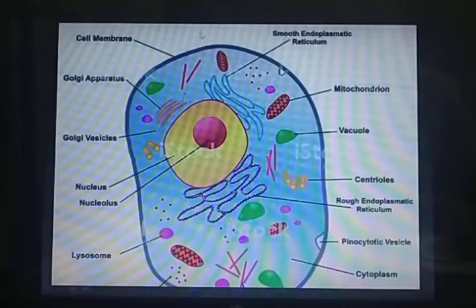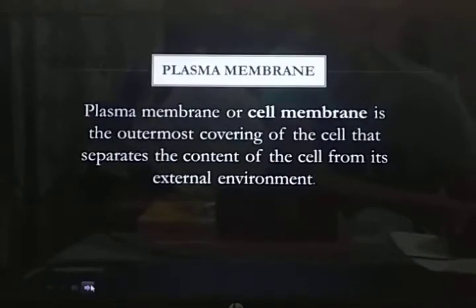So you can see in this picture that there are many components of the cell. We are going to talk about them one by one. The first thing we are going to talk about is the plasma membrane. Plasma membrane is also termed as the cell membrane. It is the outermost covering of the cell that separates the content of the cell from its external environment.